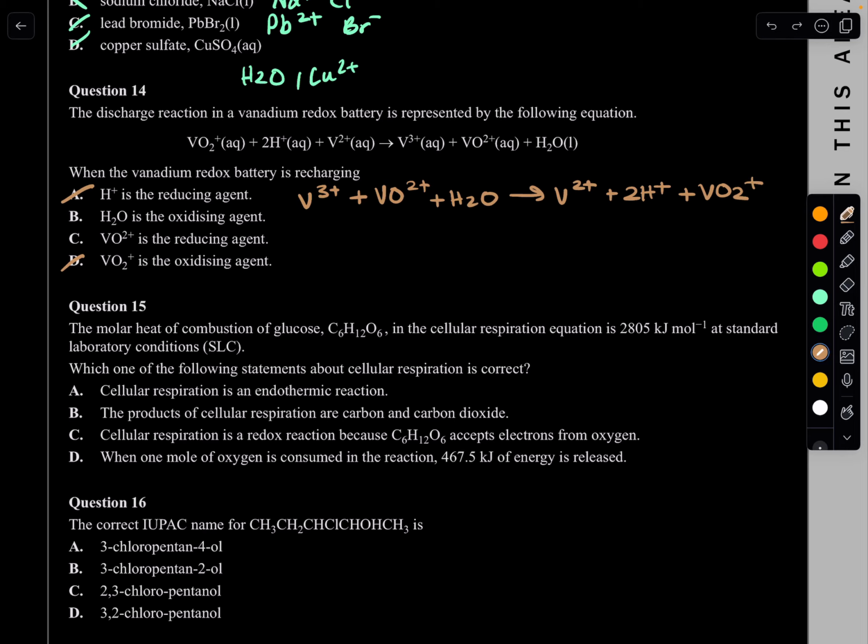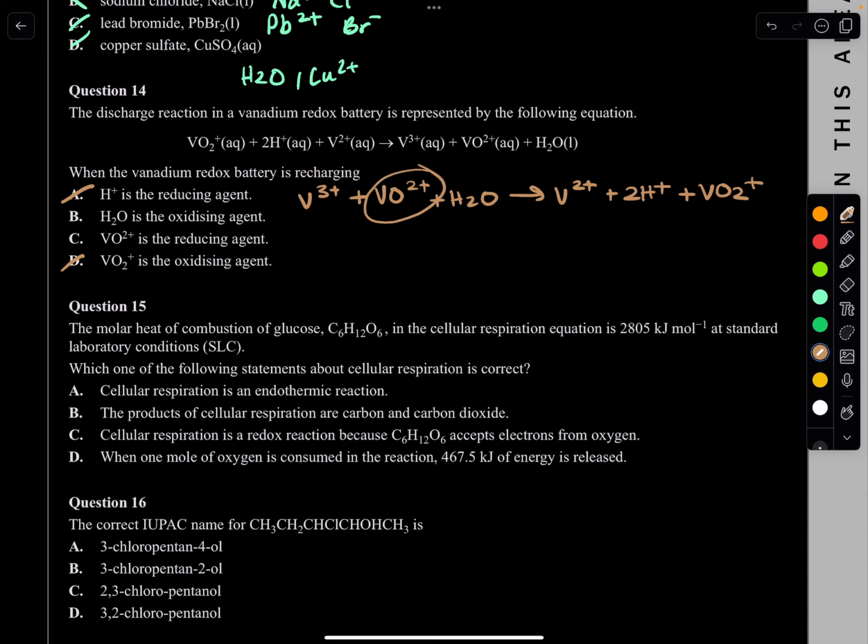Now, how do I know which one it is? What I have to do is take this VO2+ and this other species and equate them to each other. I'm going to try to find the half equation for it. If I find the half equation, I can find out if it's acting as oxidation or reduction. So let's do the first one.